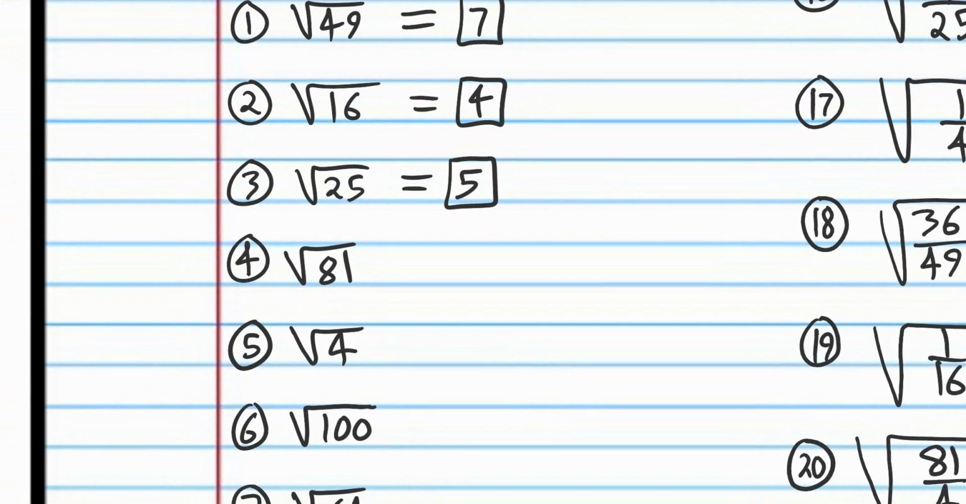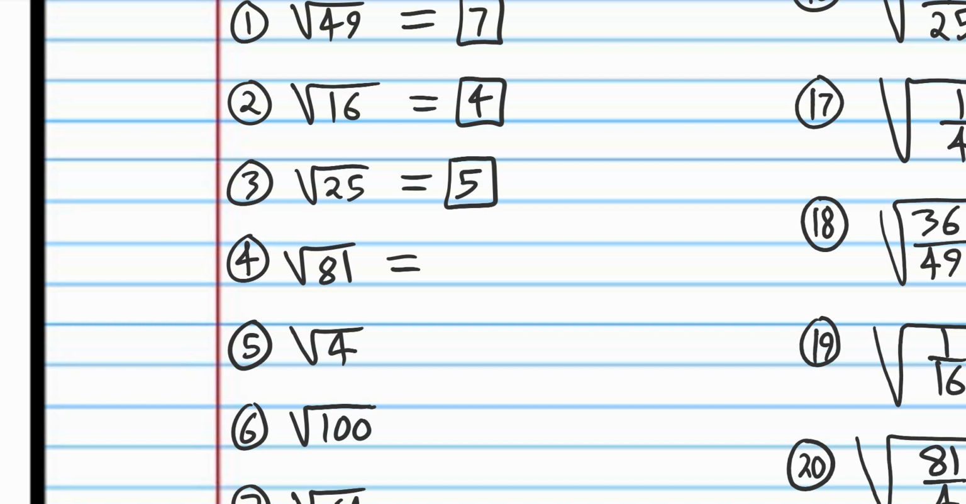All right. So why don't you try number 4? Again, we're looking for the square root of 81. That's how you read this, the square root of 81. And what that means is they're asking what number times itself is equal to 81. So go ahead and try that problem, and when you come back, we'll do it together.